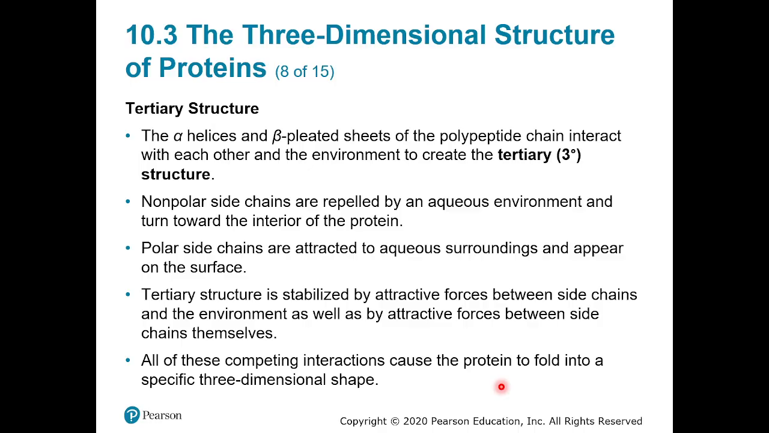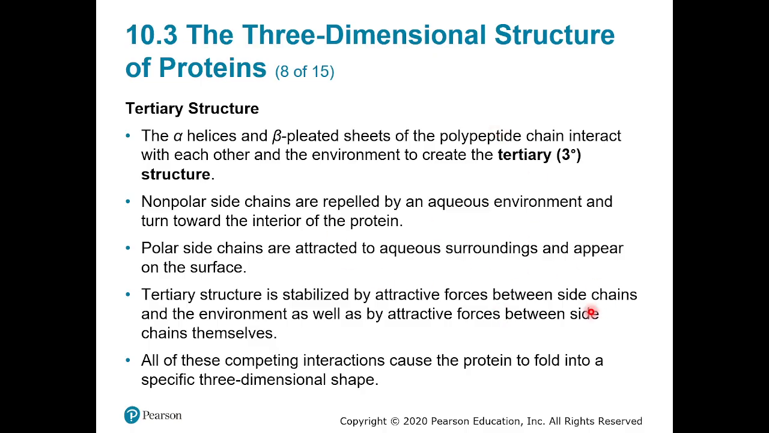And so things are going to fold back. They're going to make these different structures, and that's your tertiary structure, your overall three-dimensional structure of a single polypeptide chain. Your nonpolar side chains are going to be repelled by aqueous environments, and they're going to turn towards the interior of your protein, of course. The polar side chains are going to be attracted to aqueous surroundings. They'll appear on the surface of your protein and allow it to interact with the water around it, right? Now, note that if you are in a nonpolar environment, such as the cell membrane, this is going to be inverted, right? So the nonpolar parts will interact with the nonpolar cell membrane, right?